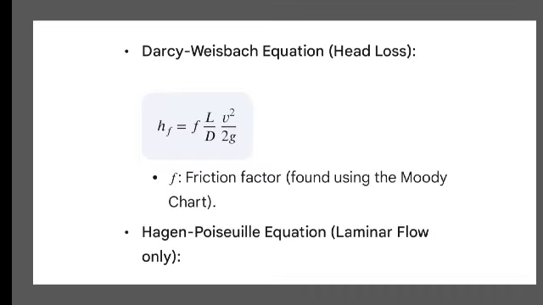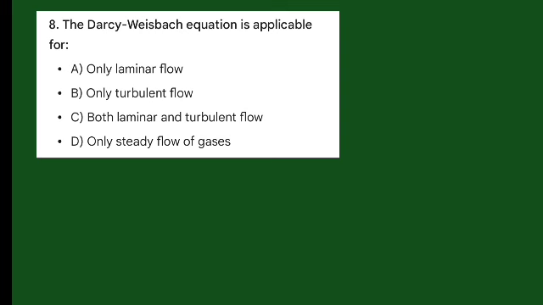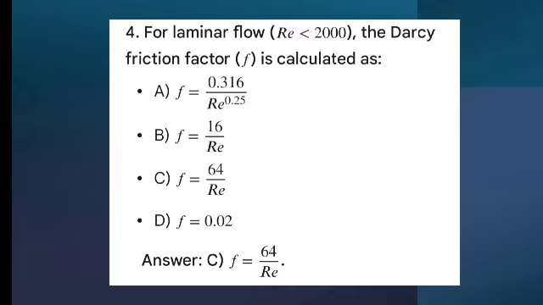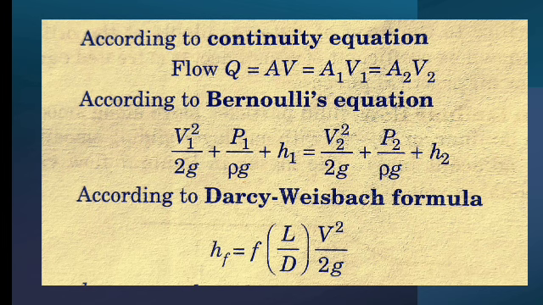Darcy-Weisbach equation. It is nothing but head loss. Hf equals to f L V square by 2gd. f is friction factor. Hagen-Poiseuille equation is for only laminar flow. But Darcy-Weisbach equation is for laminar as well as turbulent flow. For laminar flow, Reynolds number is less than 2000. The Darcy friction factor f is calculated as, for laminar flow it is 64 by Re. So these are the very important equations.